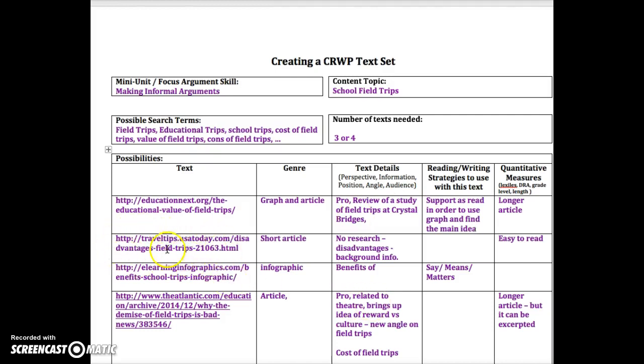Another text that I thought about using is USA Today. That has a pretty easy readability level, so I add that over here, and it's a short article. It mentions the disadvantages and does provide some background information, which I really like. There isn't much research, though, that's stated, and it's much more opinion and a discussion. So I'll have to keep that in mind as to whether or not it's a text that I want to use.